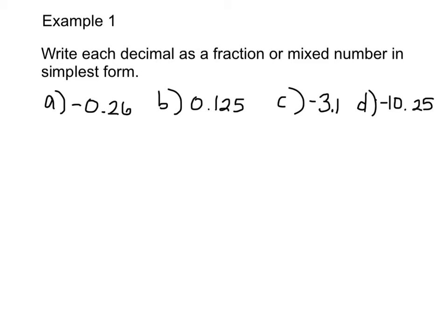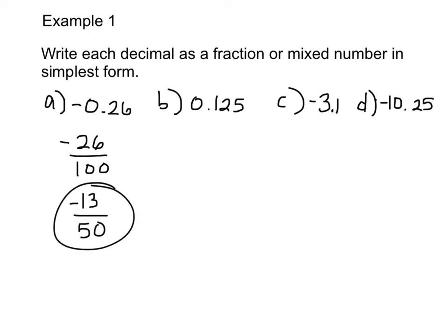Example 1. Write each of these decimals as a fraction or mixed number in simplest form. I'm hoping this is review, but we're going to quickly go over these. A, -26 hundredths. Notice how I just read it. 6 is in the hundredths place, so this is going to be -26 hundredths. Is that simplified? Why not? Because you have to divide both the top and bottom by a common factor. I can divide the top and bottom by 2. My answer would be -13 fiftieths.